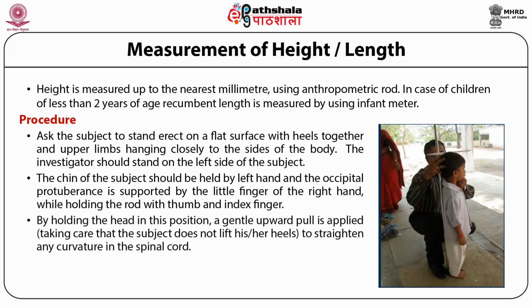By holding the head in this position, a gentle upward pull is applied, taking care that the subject does not lift his or her heels to straighten any curvature in the spinal cord. Then the sliding headpiece of the rod is brought down so as to touch the ground, firmly pressing on the hair, taking care that the blade is in the sagittal plane of the body.